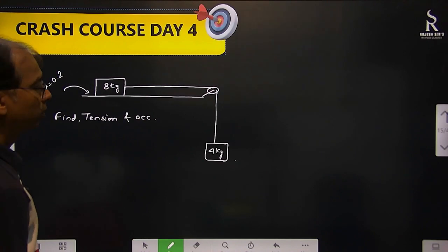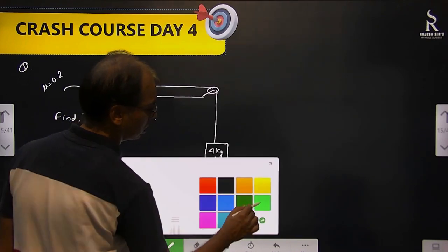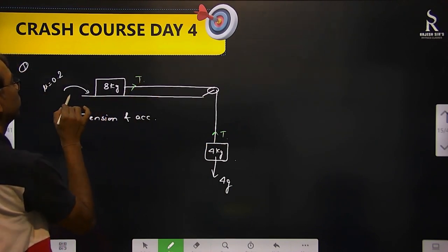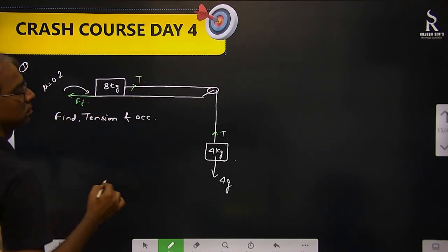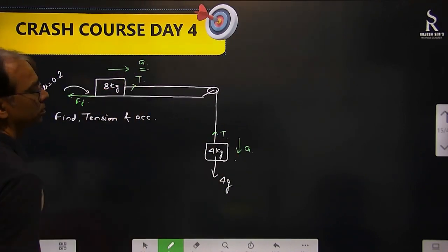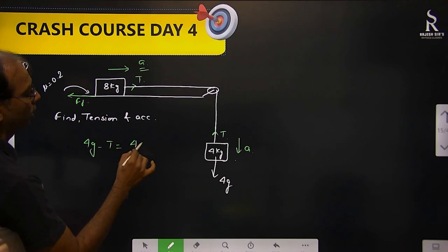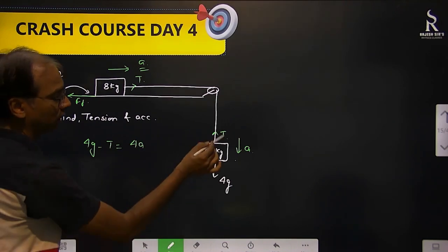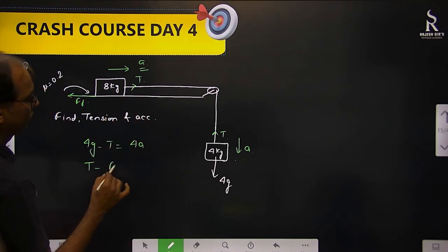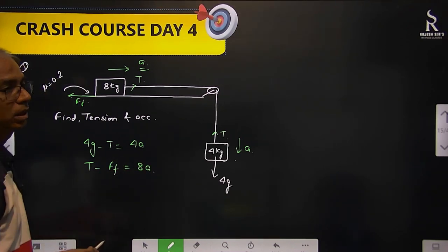Okay, so what we can do, here is 4g. Then tension is here, same way tension is here, friction will be here, then its acceleration is downwards, its acceleration like this. So what we can write here, let's say 4g minus T equals 4a. It's going down, so net force will be 4g minus T. Here T minus friction equals 8a.